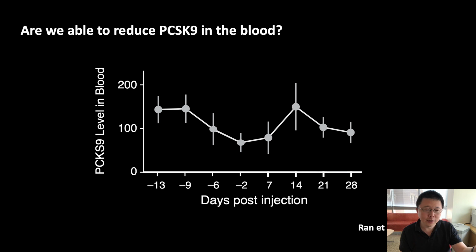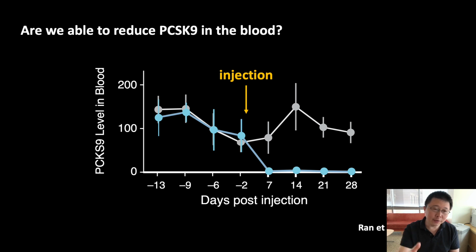This is 13 days before injection, all the way to injection day, which is 0, and then following the progress for 28 days after injection. And if you look at the PCSK9 level in the blood for a mouse that didn't receive the viral vector, you can see that it fluctuates a little bit, but you can continuously detect it.